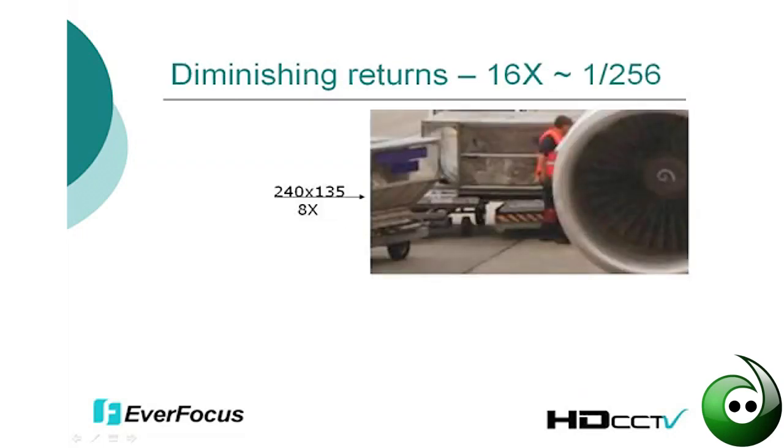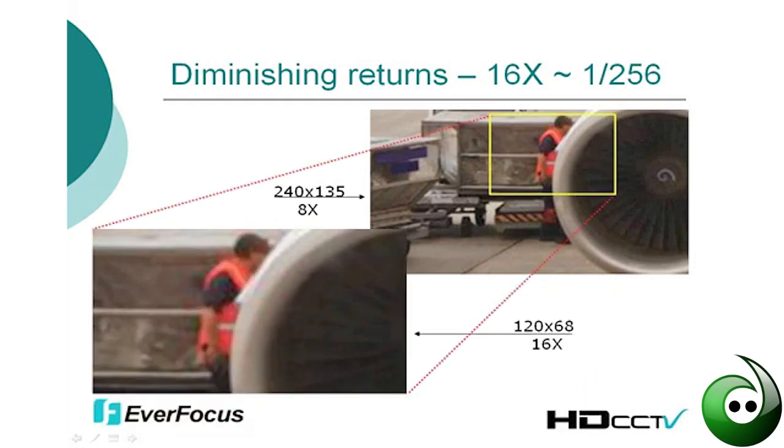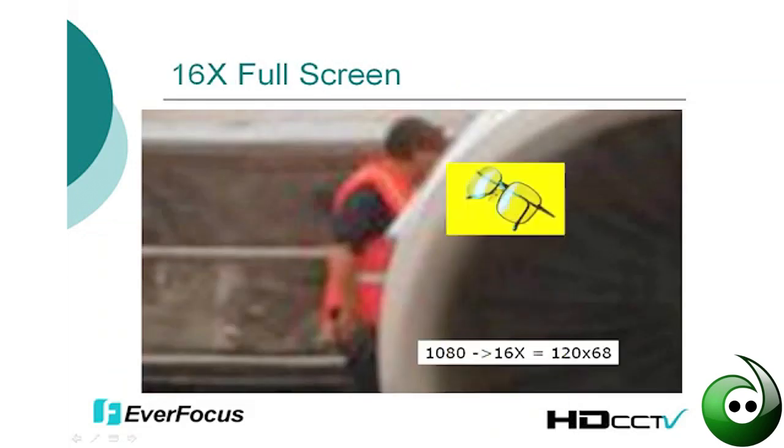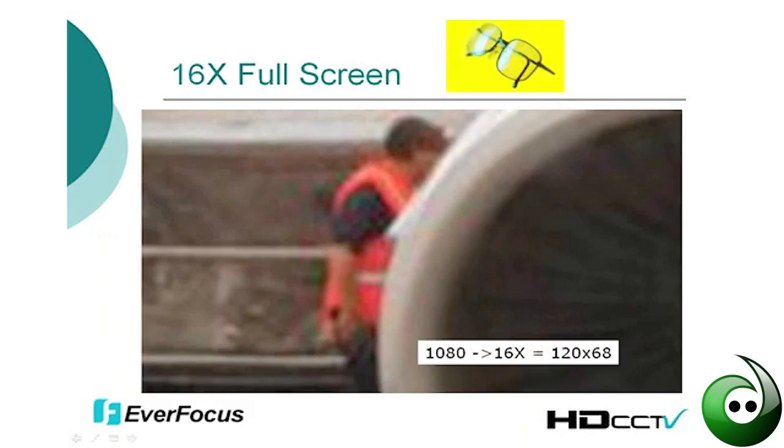If we go to 16x, we're looking at 1/256th of the screen. We take our 8x image, take 1/4 of that image, blow that up full screen. We're down to 120 by 68. Not a lot of pixels for the entire image. Not even as many pixels as it took to render the letter R. And there you have a 16x full screen image of the gentleman that we were viewing from the original image. It's only 120 by 68.